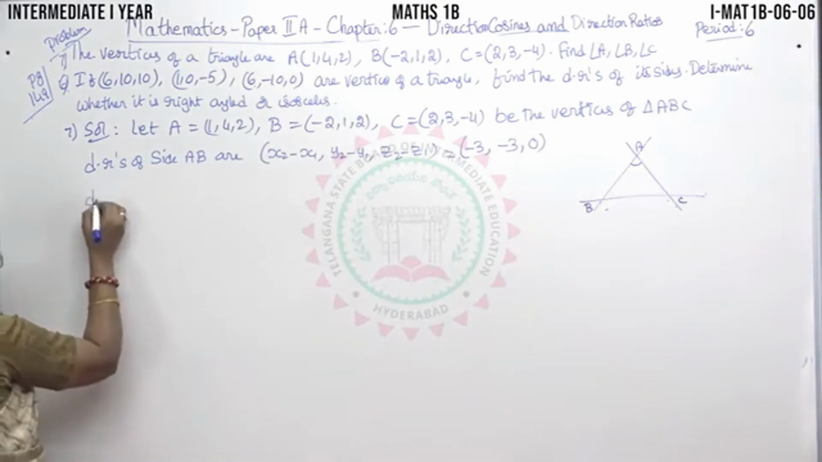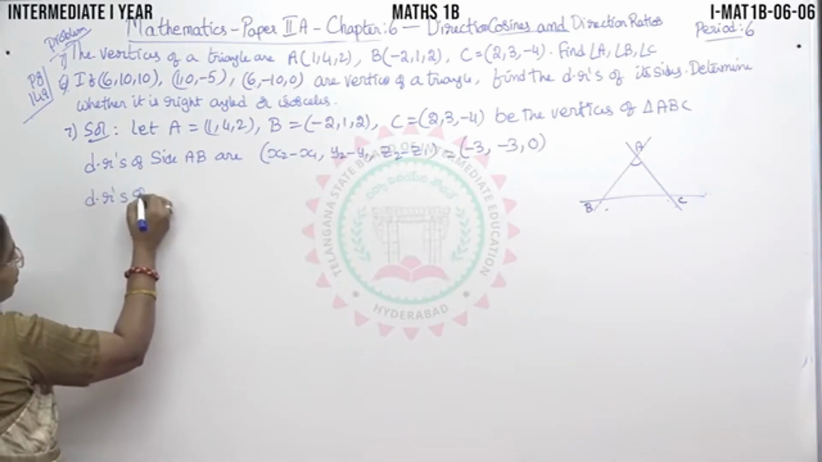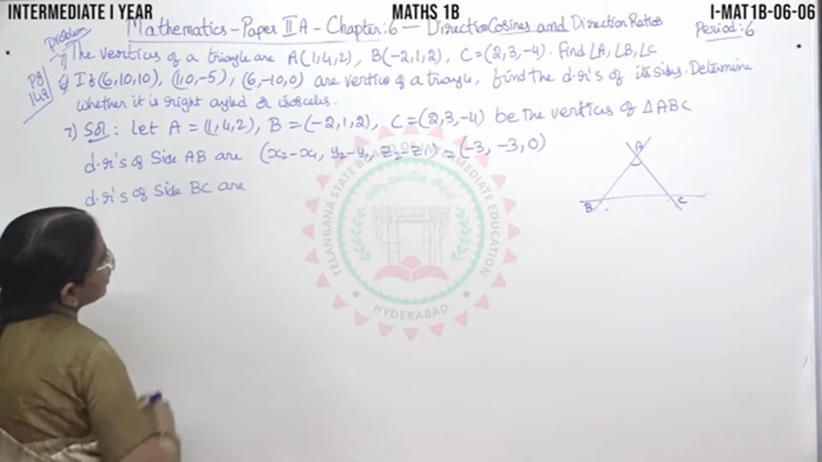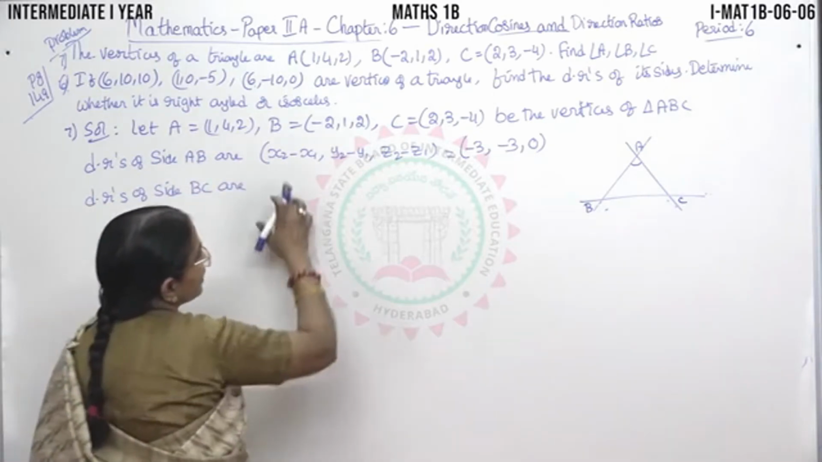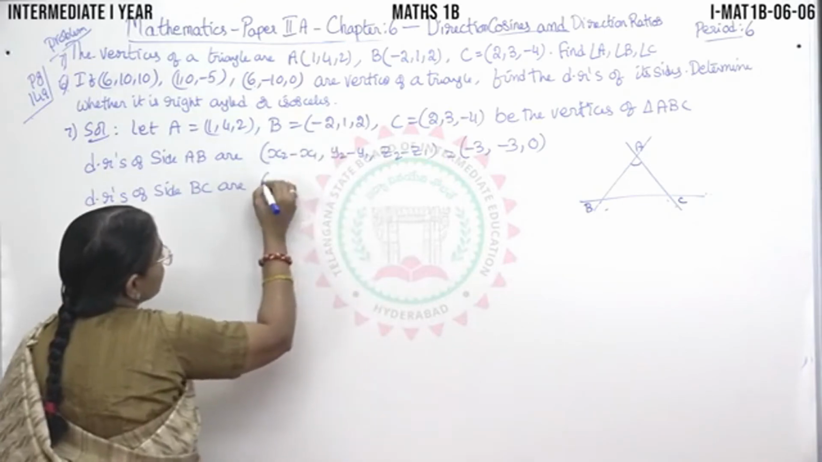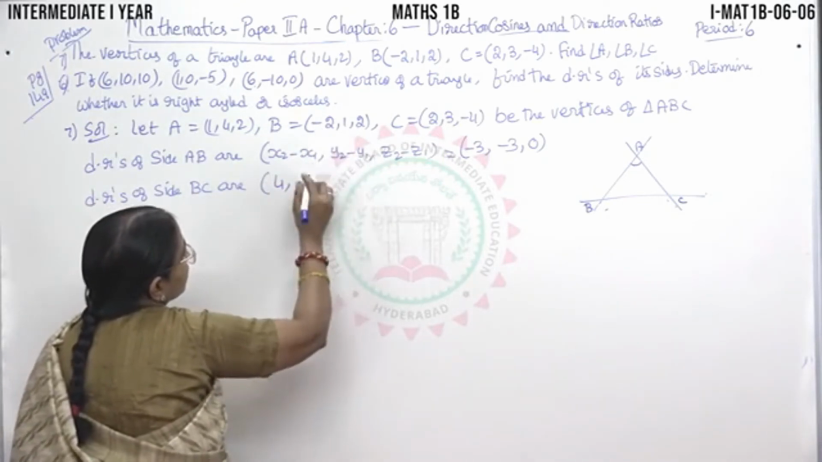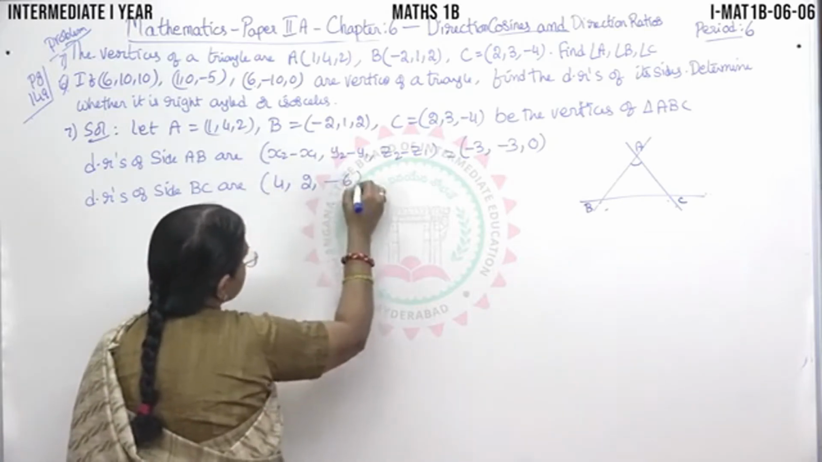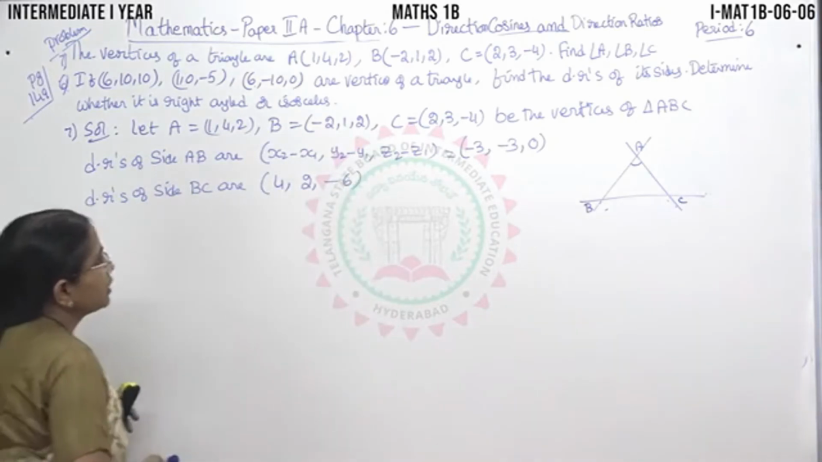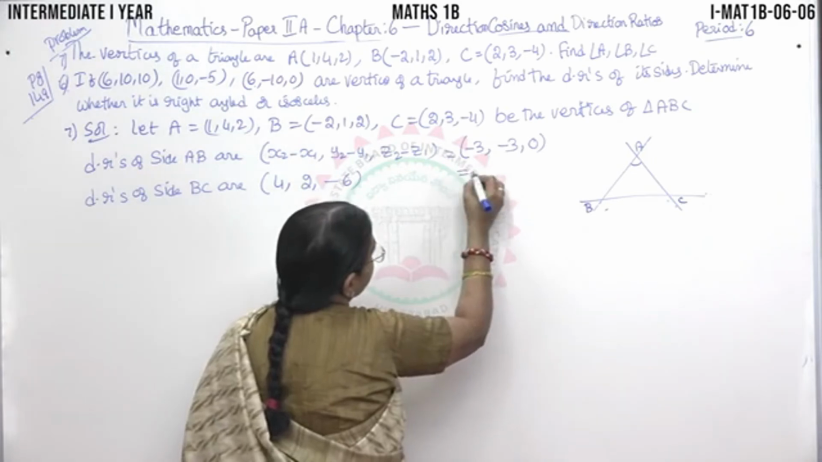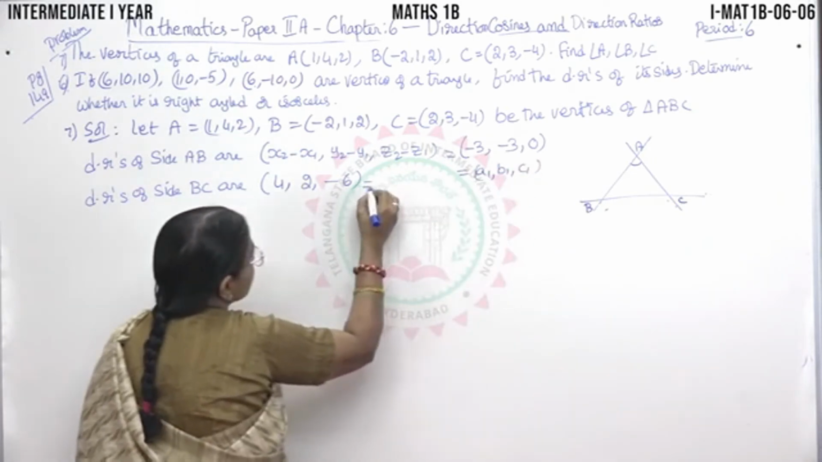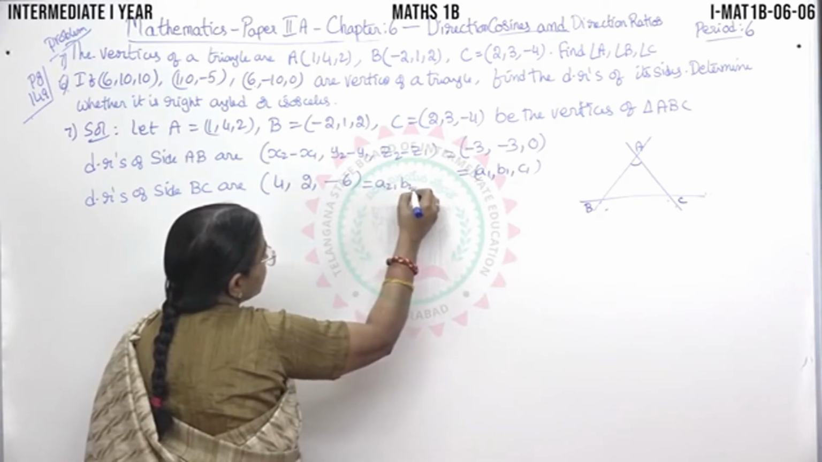Next is direction ratios of the next side, BC. So what are the direction ratios of BC? Same formula. So 2 plus 2, 4. And then 3 minus 1, 2. And then -4 minus 2, -6. So these are your A1, B1, C1 if you take them so, and this as A2, B2, C2.